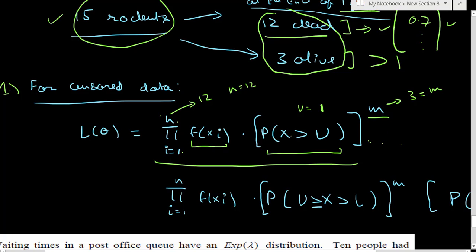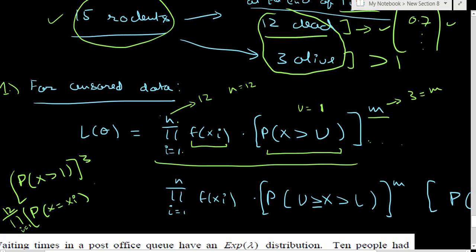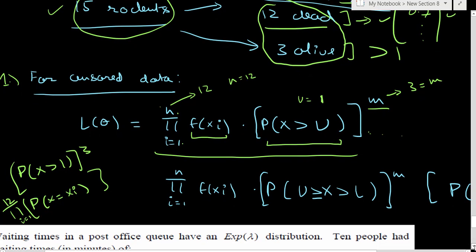So if I have 3 guinea pigs exceeding the time of 1 year, this would have been P(X > 1) to the power of 3, right? Something like that. And for these 12 guinea pigs, I would have had P(X = xi), whatever their lifetime is, and these would be multiplied going from i = 1 to 12 for all these guys. So that would be the likelihood function. That is how it functions.